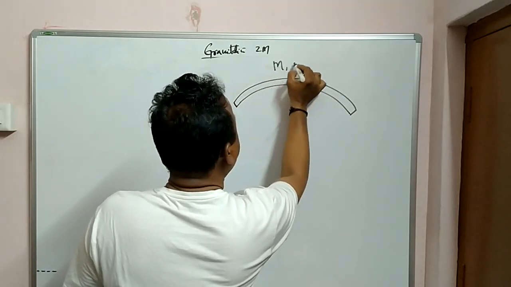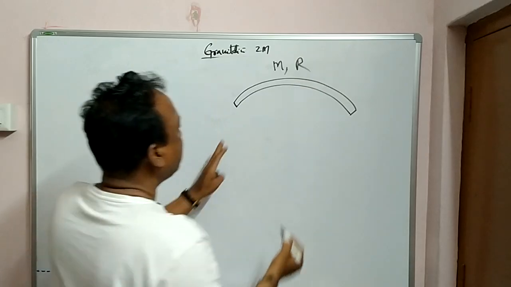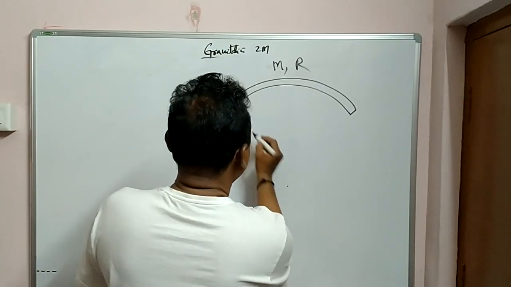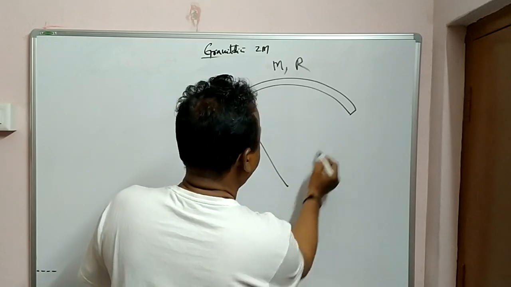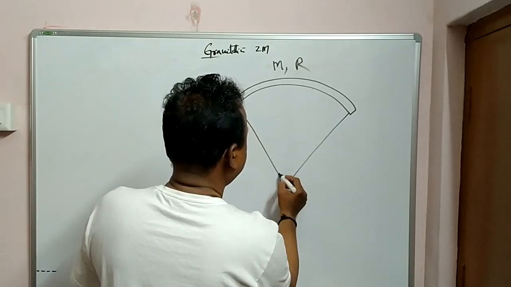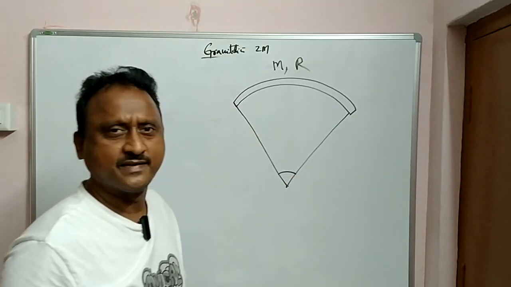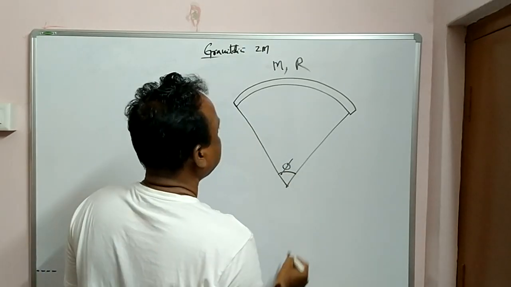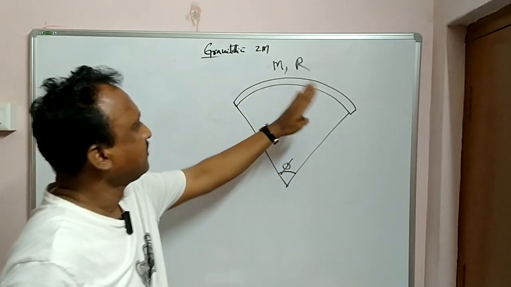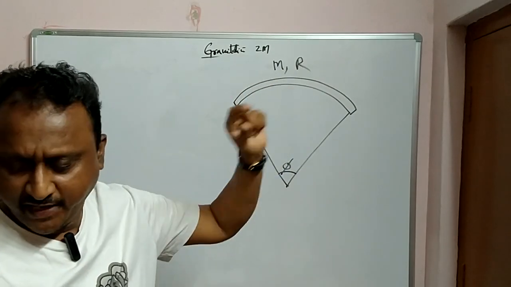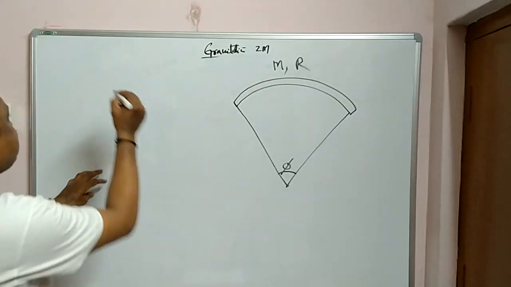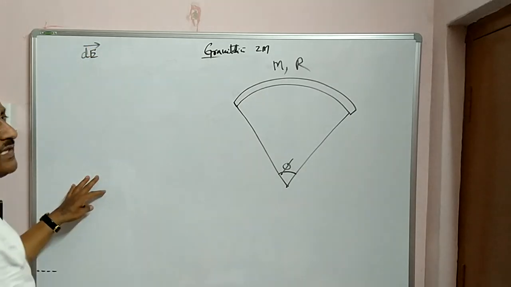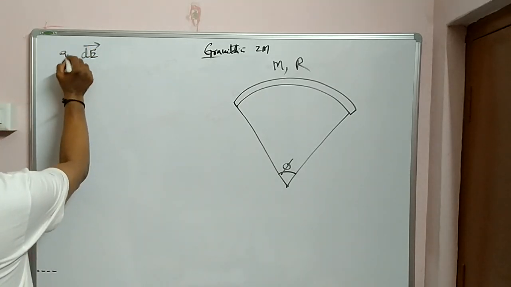The mass is capital M and the radius is r. For example, this is the arc of a circle. Let this be making some angle phi. Okay, so this is the arc of a circle. Now we are trying to find the gravitational field intensity dE, which is nothing but your g, small g, acceleration due to gravity.